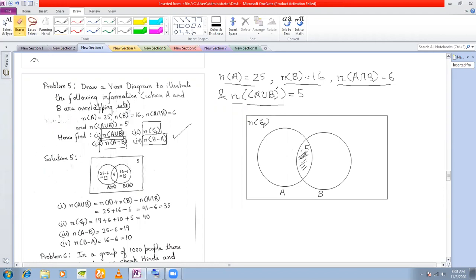So what we will do is write 25 just beside our letter A. This is the cardinality of A. Similarly, cardinality of B is given to be 16, so we'll write this here. Next, cardinality of A intersection B. Which region does A intersection B represent in the Venn diagram? This one, right?